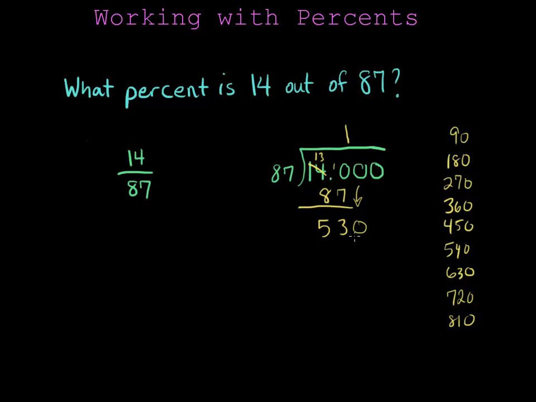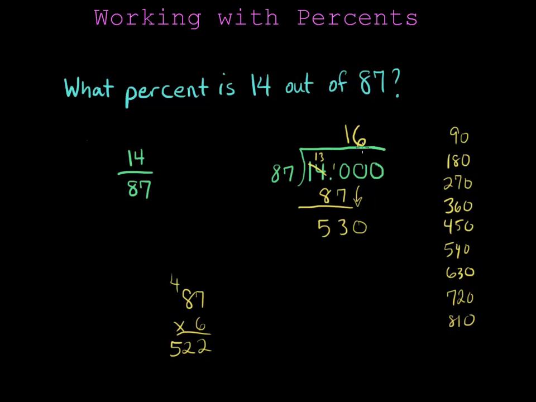87 goes into 530. Well, you know what? It might actually squeeze in 6 times because it's not 90. This is only an estimate, and this estimate is high. So let's go ahead and check down below. 87 times 6. 6 times 7 is 42. And 4. 8 times 6 is 48, plus 4 is 52. It does. It just barely fits in there. So that goes in 6 times.